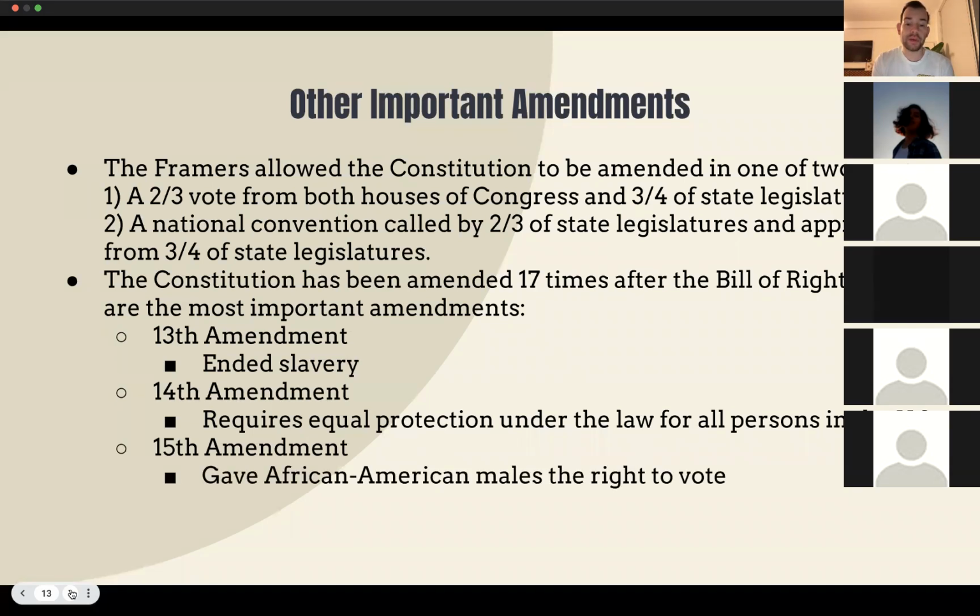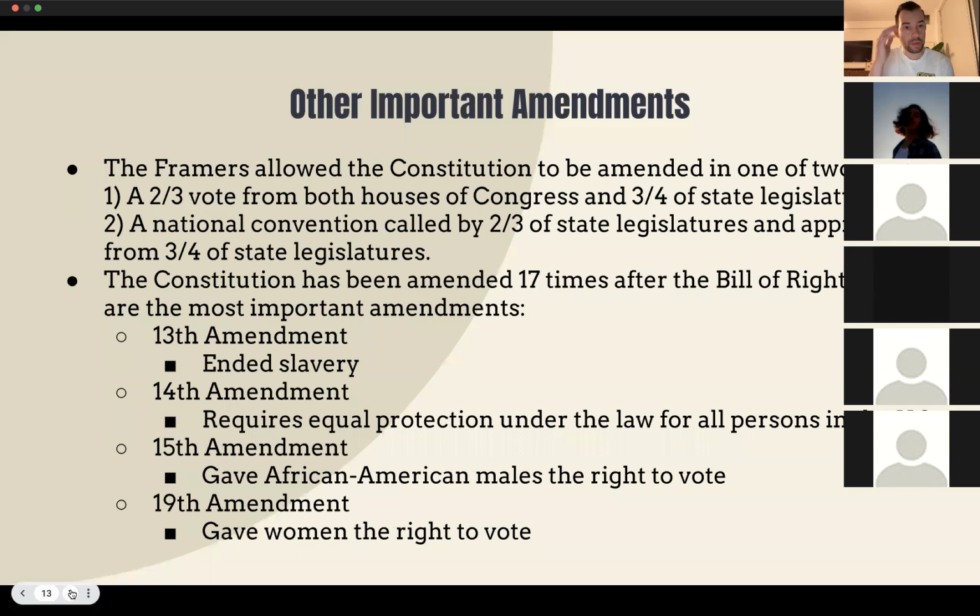And then finally, 15th Amendment, this gave African-American males the right to vote after the Civil War. You notice that women were not included in that, and they were not given the right to vote in America until the 19th Amendment was passed in 1920. This gave women the right to vote.